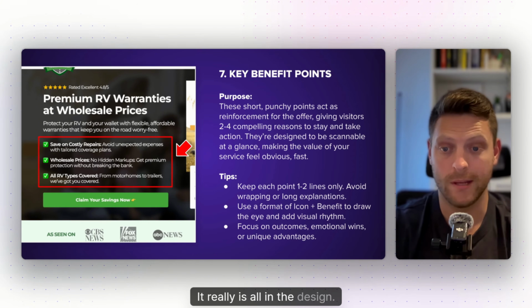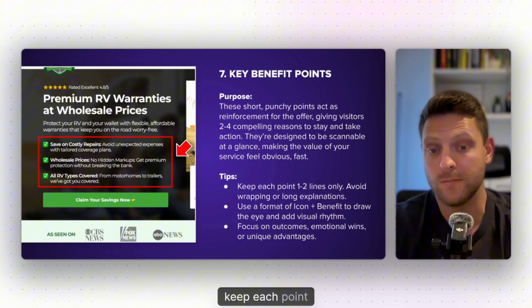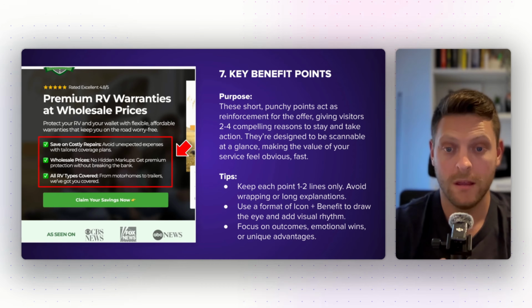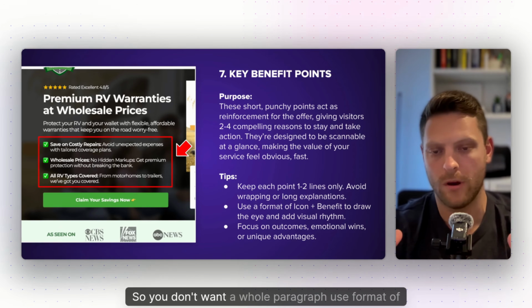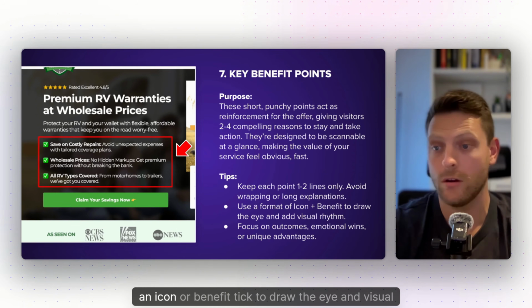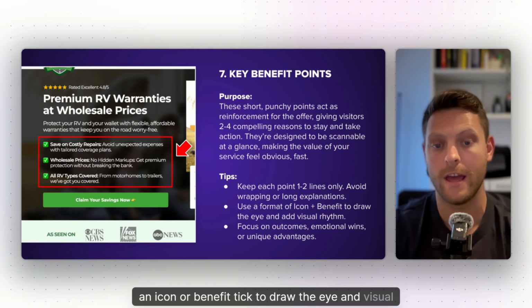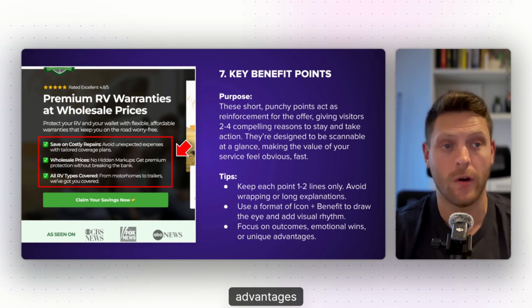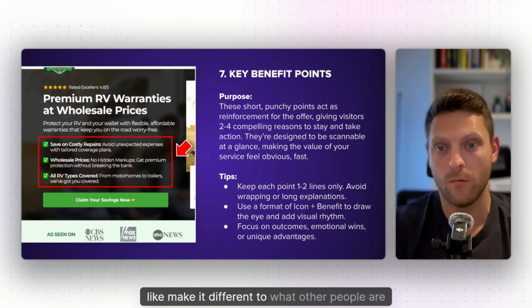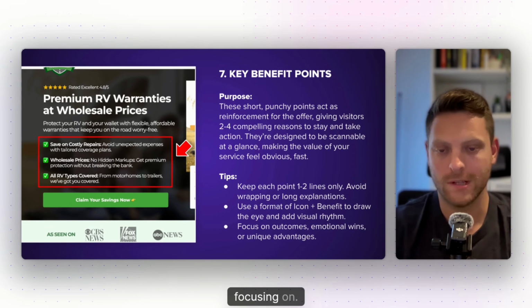It really is all in the design. So in terms of tips, keep each point 1 to 2 lines only. Avoid wrapping or long explanation, so you don't want a whole paragraph. Use format of an icon or a benefit tick to draw the eye and visual rhythm. And focus on outcomes or emotional wins or unique advantages. Like make it different to what other people are focusing on.